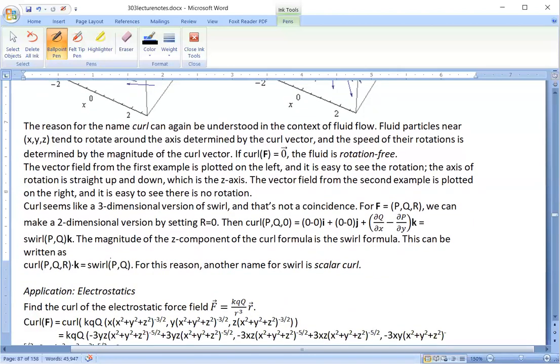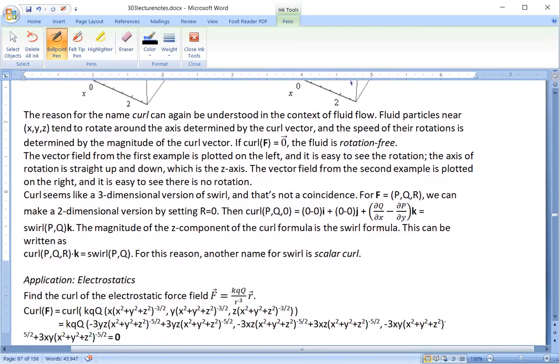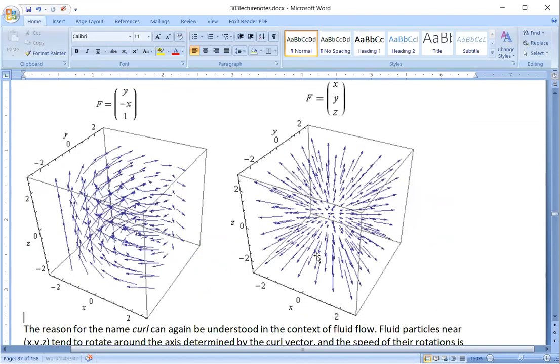So doing all the derivatives in the first component, which is dR/dy minus dQ/dz, we get -3yz times, well, using the chain rule, x squared plus y squared plus z squared to the -5/2. And then doing the derivative here using the chain rule, we'll get plus 3yz times x squared plus y squared plus z squared to the -5/2. Second component, very similar calculation. Third component, similar calculation.